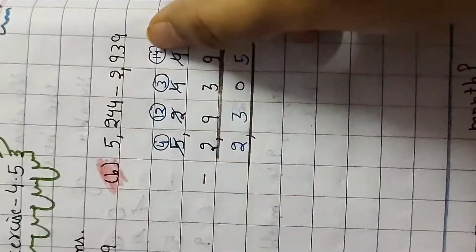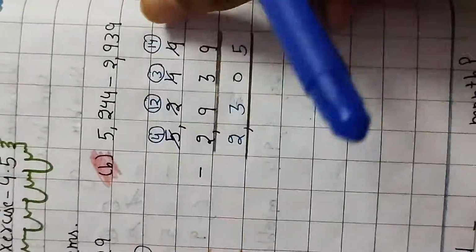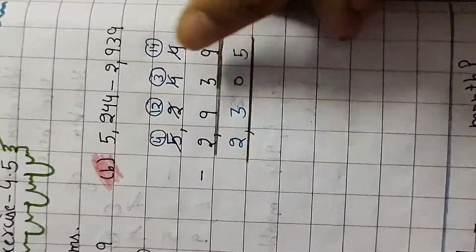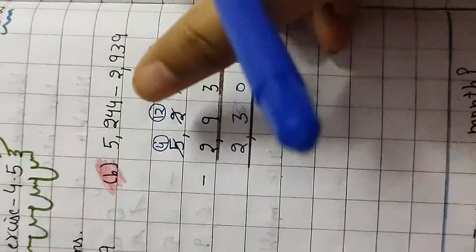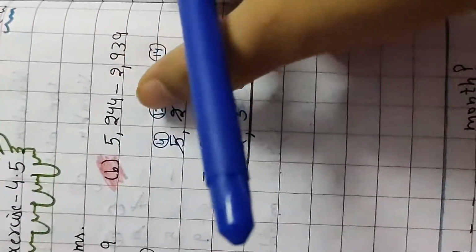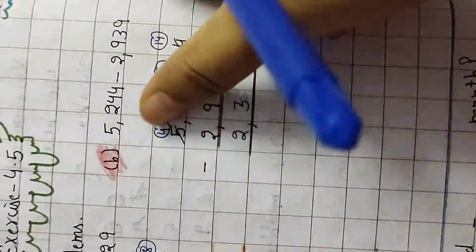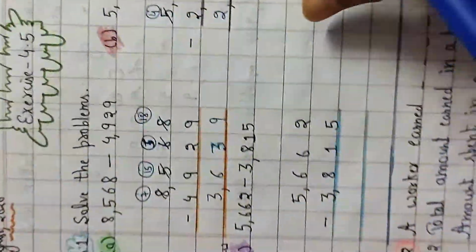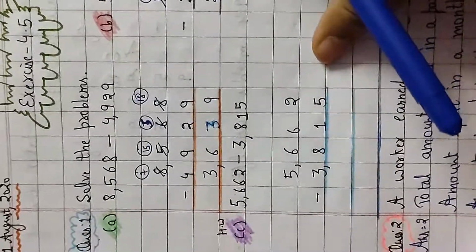Now 14 minus 9, 1 we have taken from here. So 14 minus 9 is 5. 3 minus 3 is 0. 2 minus 9 is not possible. That's why we will borrow 1 and it will become 12. 12 minus 9 is 3. 4 minus 2 is 2. So this question is given as homework.